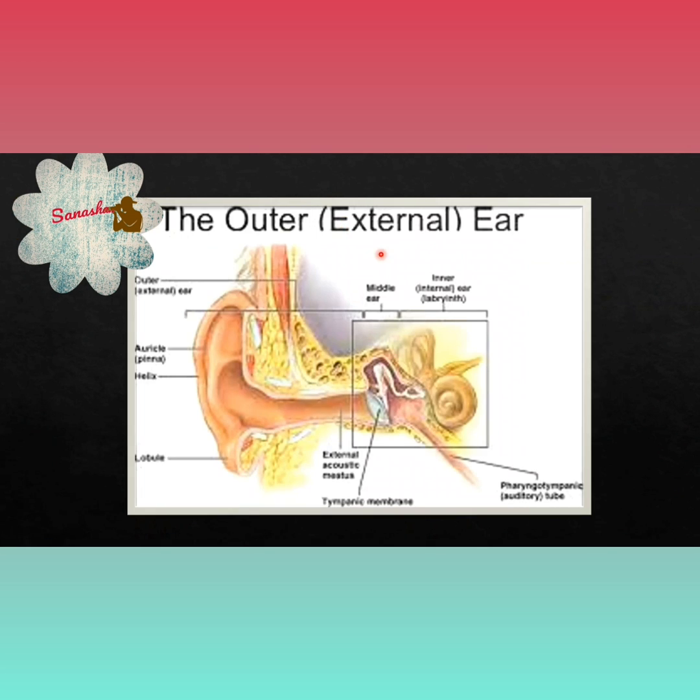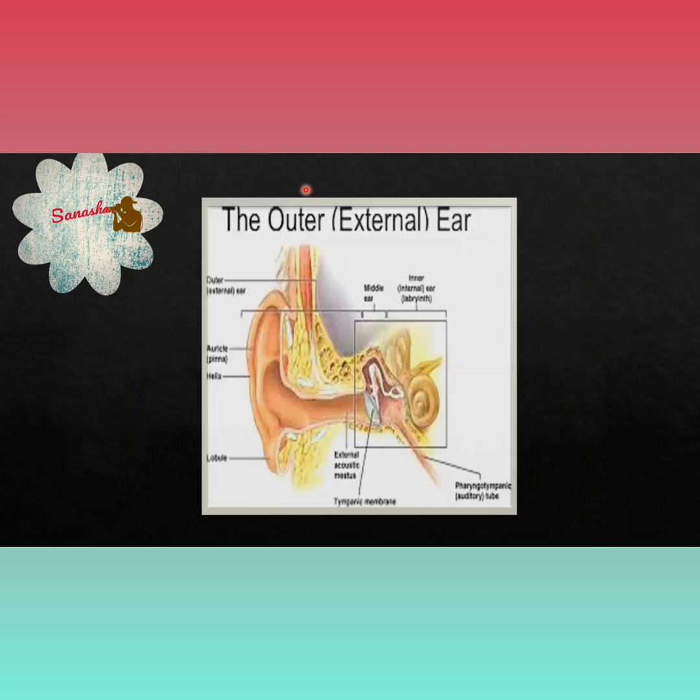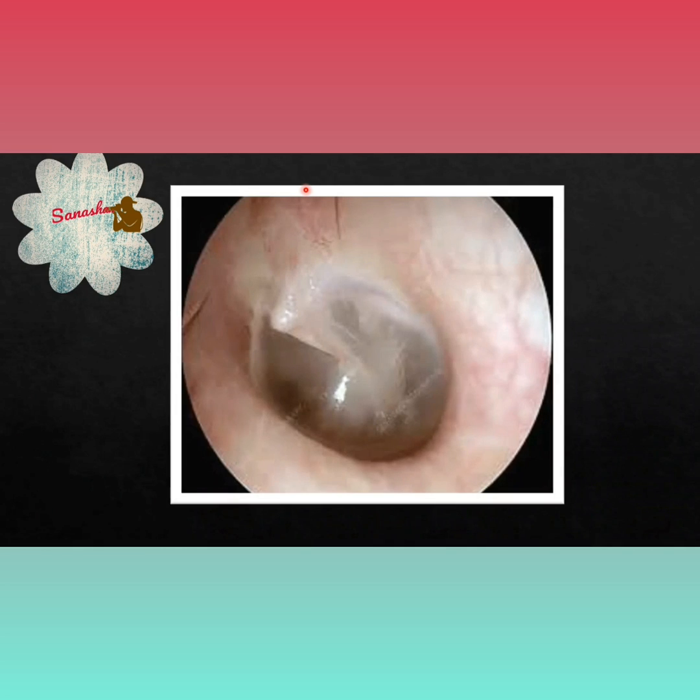And the outer external ear, or what we know as the external auditory canal. The function of the external auditory canal is to send the sound wave towards the tympanic membrane. And let's talk about what the tympanic membrane is. You can see here the tympanic membrane.